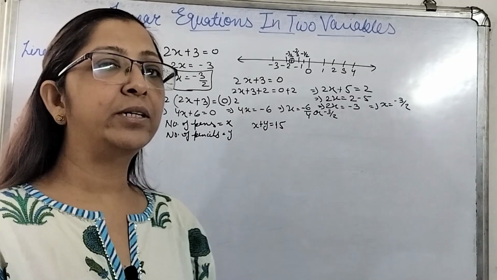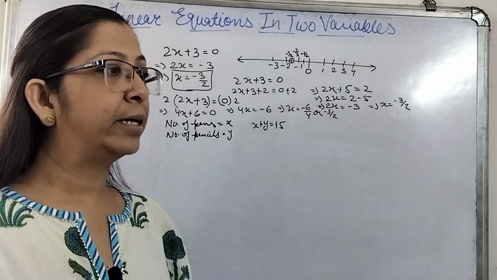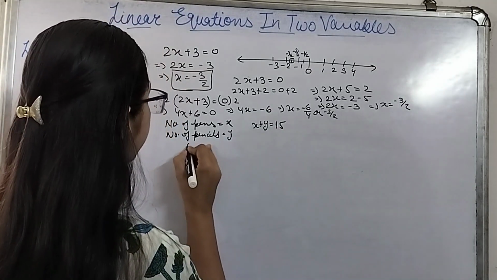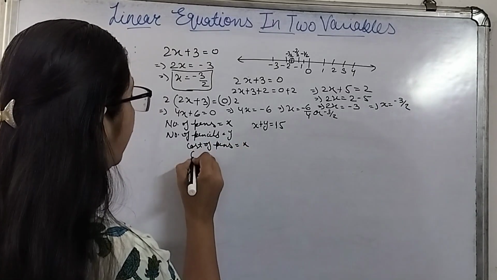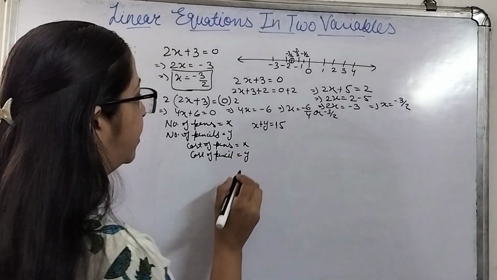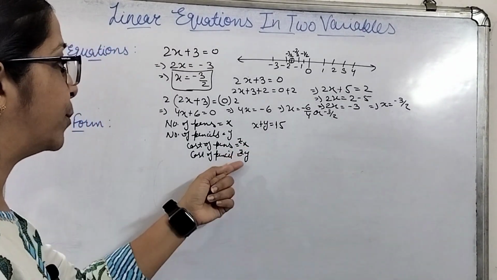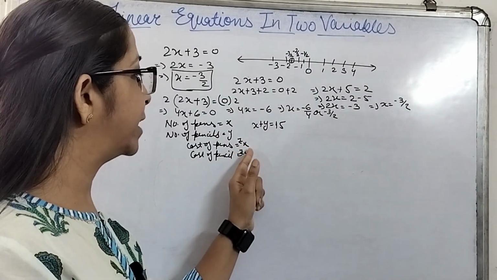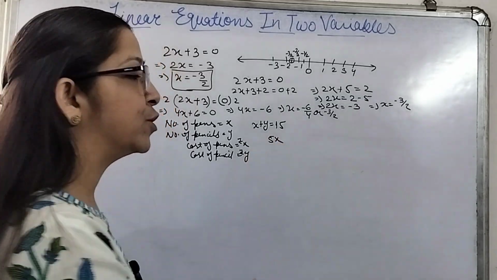Another example I could take: suppose I have taken 5 pens, and I don't know what the cost of a pen is. I'm assuming that the cost of a pen is rupees x and the cost of a pencil is rupees y. Now suppose I have purchased 5 pens. The cost of one pen is rupees x, so the cost of 5 pens will be 5x.